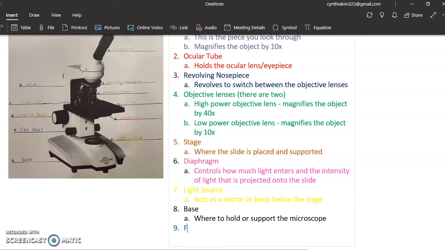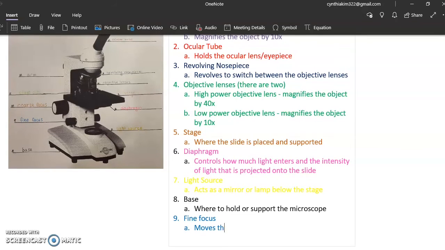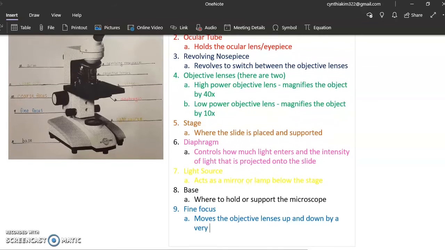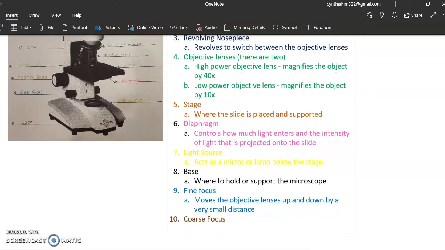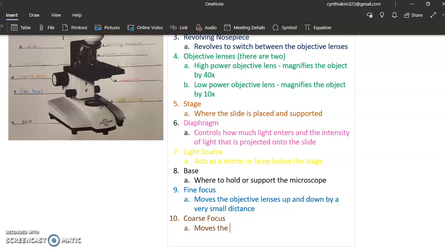And number 9 on our diagram is the fine focus or fine adjustment knob. And what this does is it moves the objective lenses that we discussed up and down by a very small distance. Following the fine focus knob, we have the coarse focus or the coarse adjustment knob. And the coarse adjustment knob moves the body tube up and down to coarsely or roughly focus the image. And the body tube, although it isn't listed in our diagram, supports the ocular tube.